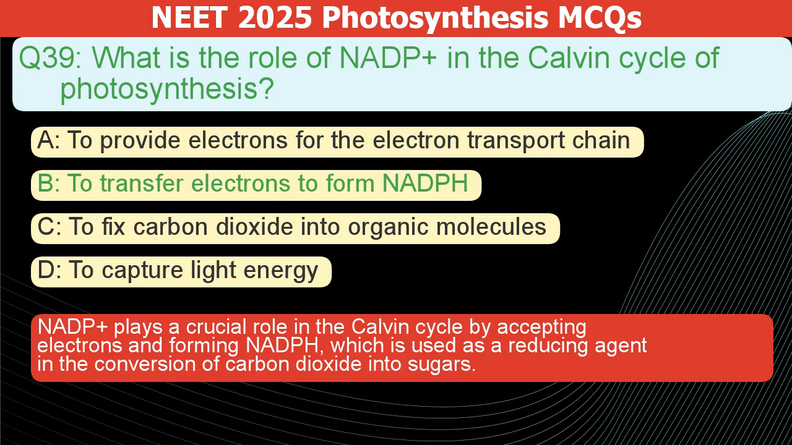The correct answer is B. NADP plus plays a crucial role in the Calvin cycle by accepting electrons and forming NADPH. NADPH is then used as a reducing agent in the conversion of carbon dioxide into sugars.